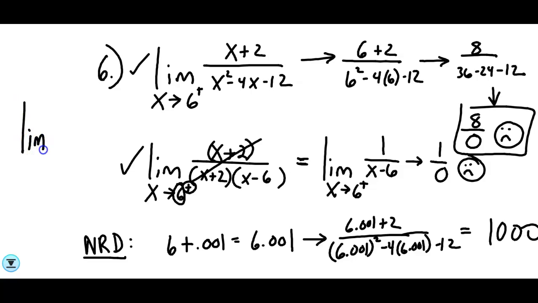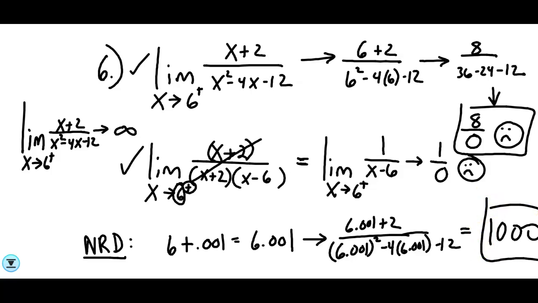And so my final answer for my problem here is that we had a non-removable discontinuity, and the result is that the limit of the function as x approaches 6 from the right is infinity. And I don't know if it's technically right to put equals there, so let's not do that and let's just draw an arrow. But we end up with positive infinity, and that's because the closer we seem to be getting to 6, the bigger the outcome seems to be.